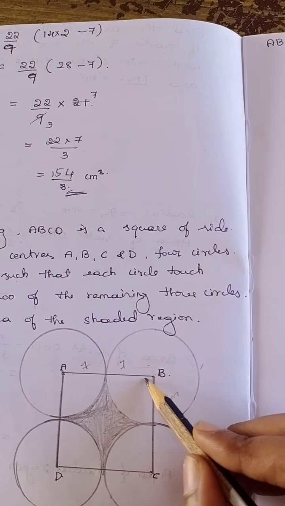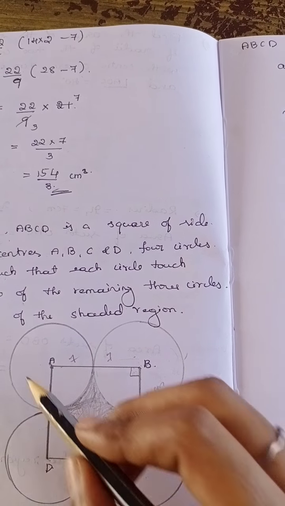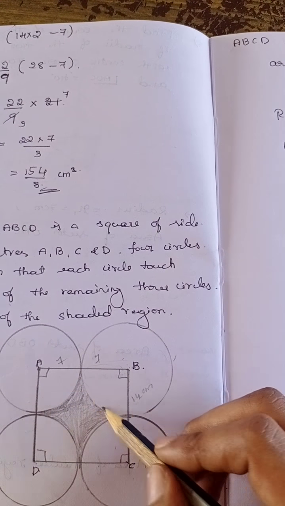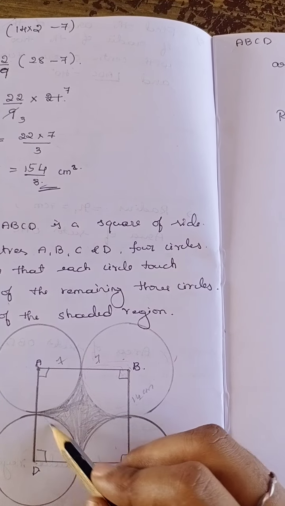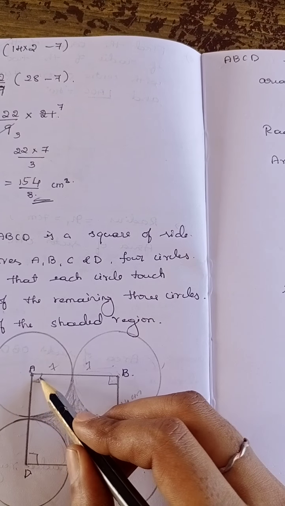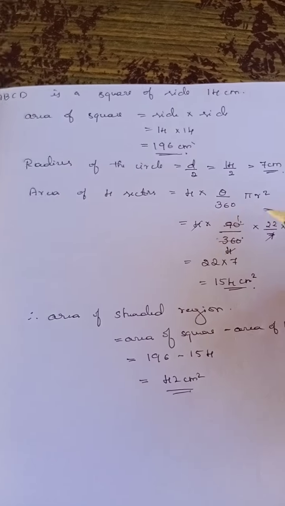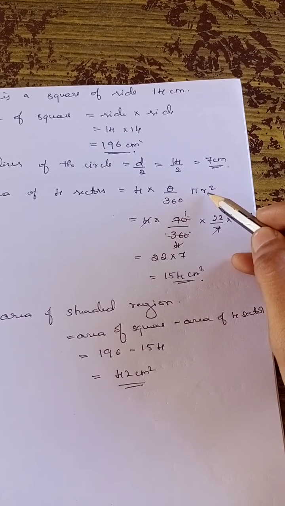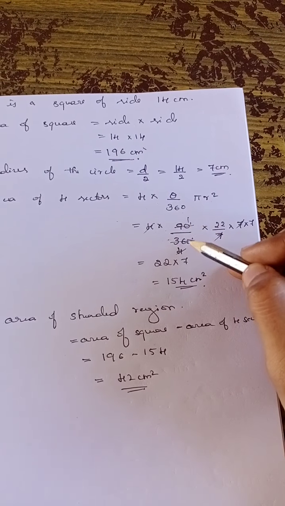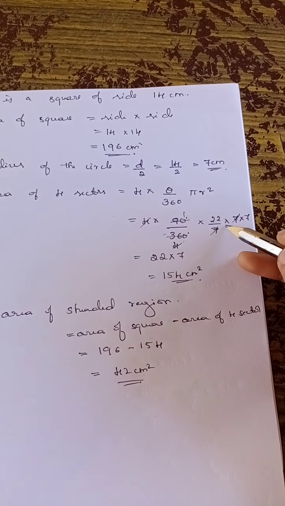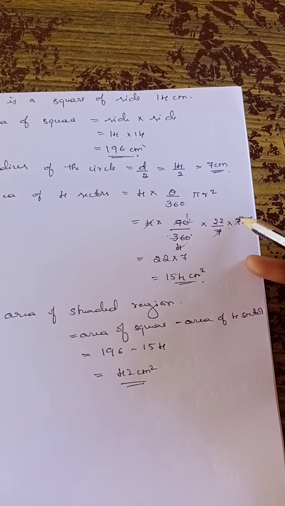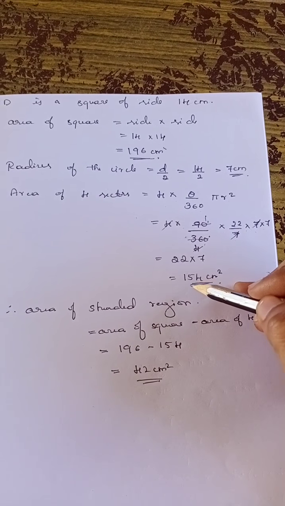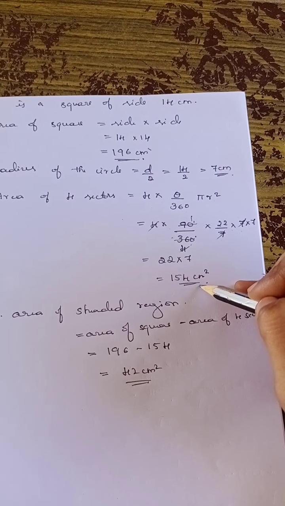The radius of each circle is 7, then the area of a quarter sector is equal to, here 4 sectors will form, this is 90 degree because this is a square having each angle 90 degree. This is one sector, this is one sector, this is one sector, this is one sector, and each angle forming is 90 degree. So the area of each sector, that is 4 sectors, is equal to 4 into theta divided by 360 into pi r square. 4 into theta is 90 degree divided by 360 into 22 by 7 into r square is 7 into 7. 7 getting cancelled. After simplification we will get 22 into 7, that is equal to 154. This is the area of the sectors.